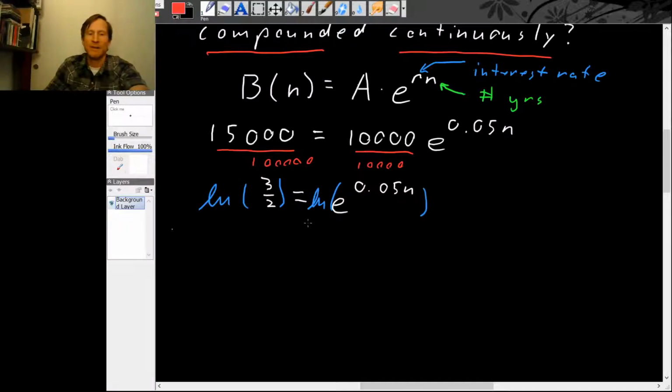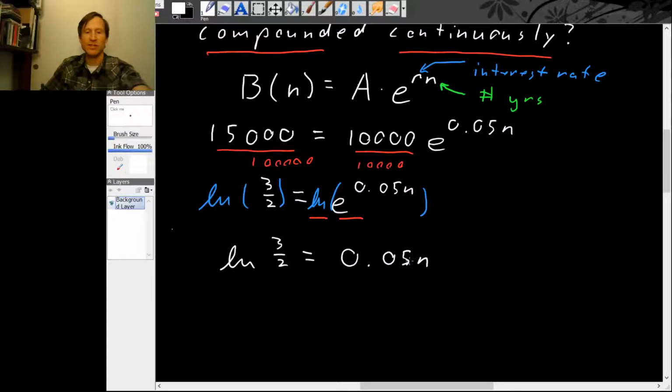On the left-hand side, this is just natural log of 3/2. We can put that into a calculator at the end if we want to. On the right-hand side, again, we have a logarithm and an exponential with the same base. These are inverse functions, so they undo each other, and on the right-hand side we get 0.05n.